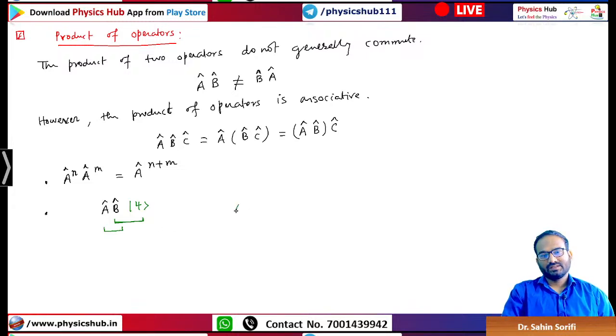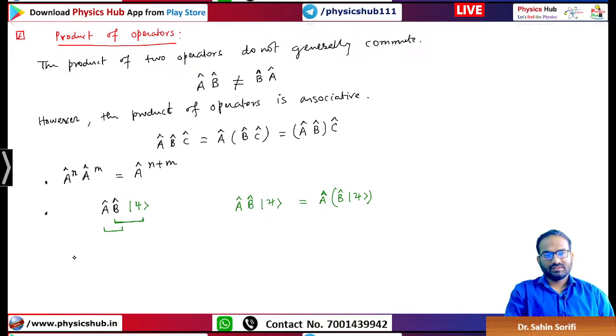So if you have AB applying on ket psi, first B will be applied on that ket, and whatever be the result, that will be acted upon by A.